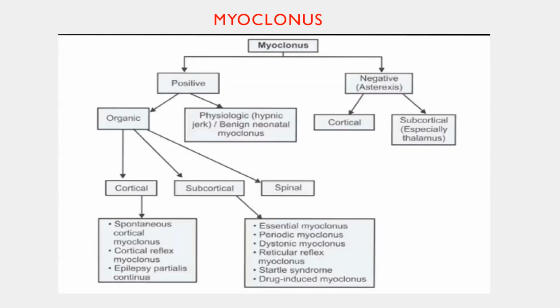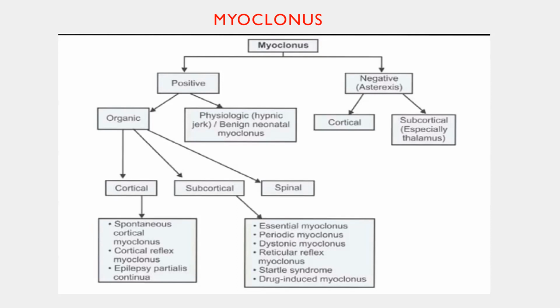So come to the approach to the myoclonus. As all of you know, negative myoclonus, there is asterixis. You need to rule out by doing proper clinical examination. If you find that patient is having positive myoclonus, you can see in physiological conditions like physiological hypnics, hiccups, benign neonatal myoclonus, or whenever patient started sleeping, that time also will have myoclonus. That all come under the physiological myoclonus.